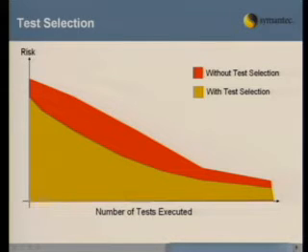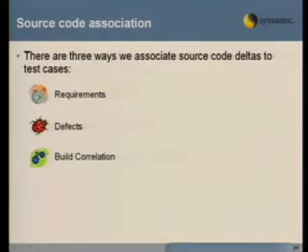So the way that we've attacked this problem is to look at 3 different ways to associate source code with test cases. Source code deltas, source code changes with test cases. The first 2, requirements and defects, are a little bit more straightforward. We can make associations between the source code changes and what defects and what test cases are affected by those source code changes by doing a little bit of data mining on those 2 management tools, the requirements management and maybe the defect management tool. And then we do some more direct data mining in doing some build correlation.